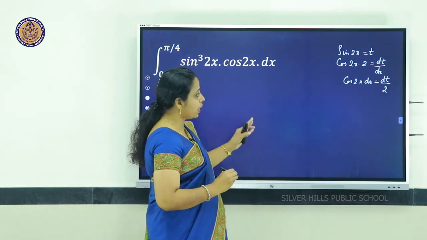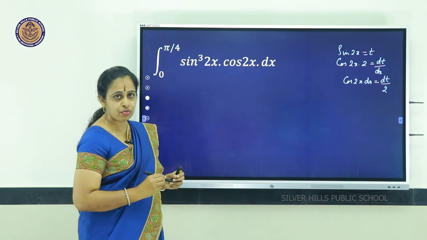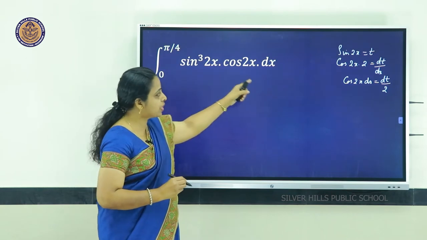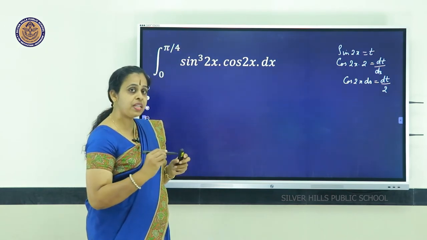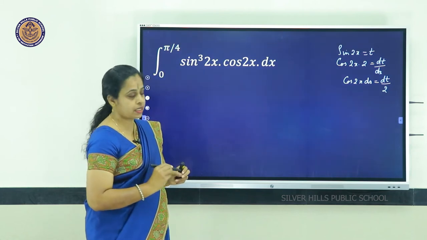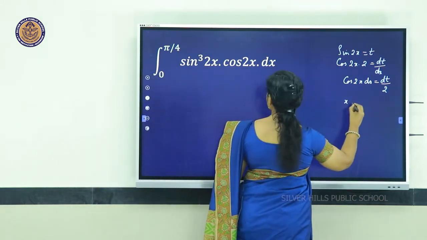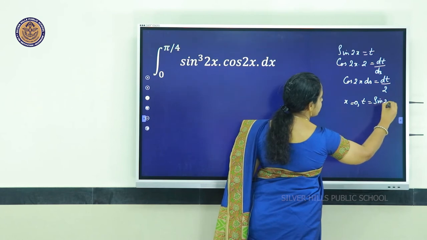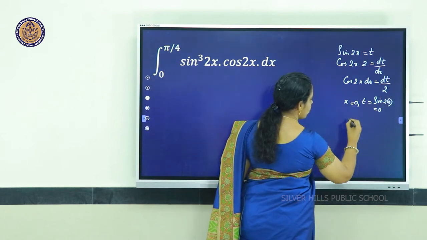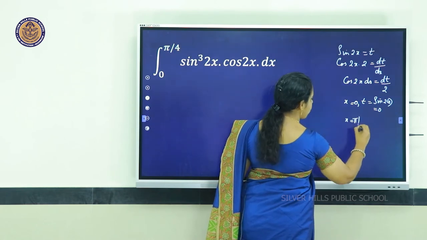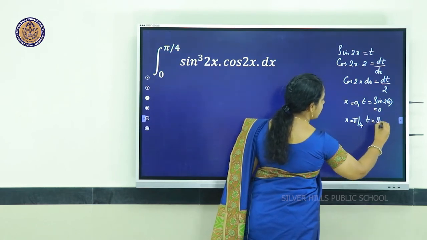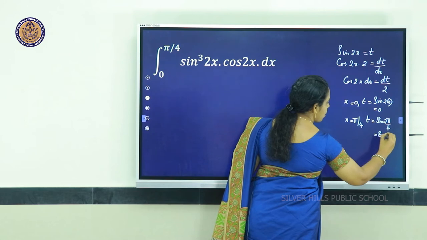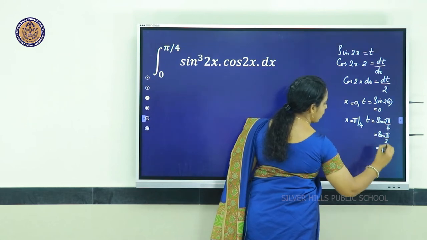Now, when we integrate between the limits 0 and pi by 4, the limits were for x. If we are changing it by a substitution, we have to find the new value of t. So, when x equal to 0, t will be equal to sin of 2 into 0, which is 0. When x equal to pi by 4, t will be sin 2 into pi by 4, so sin pi by 2, which is 1.